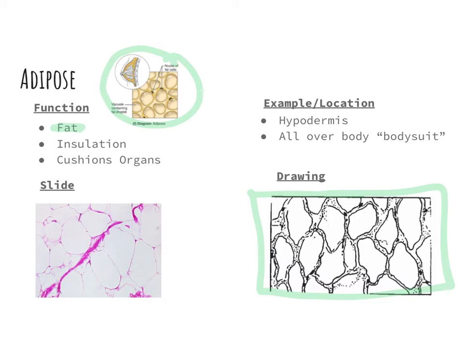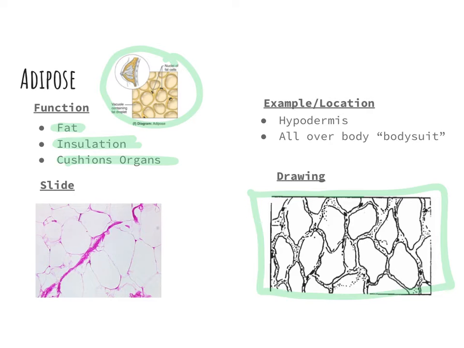So what does fat do for our body? Well, we could use it as an energy source, but also it insulates us, keeps us warm, and it also cushions our organs and gives us a little bit of protection. There are some places on our body that have less adipose than others, and those are a little more sensitive to bumps and bruises because they don't have that protection.